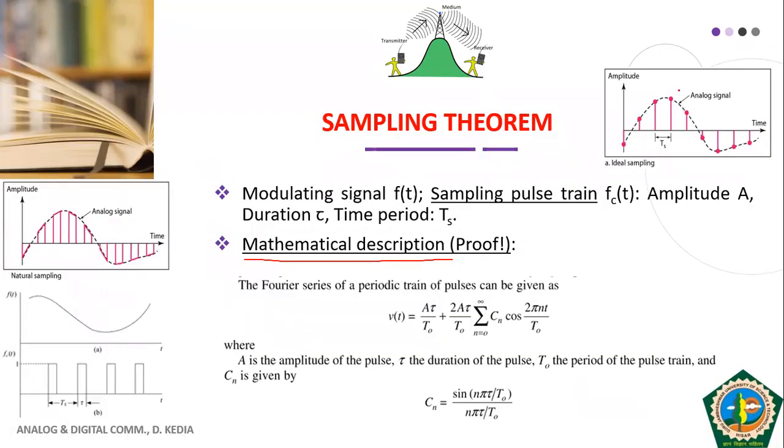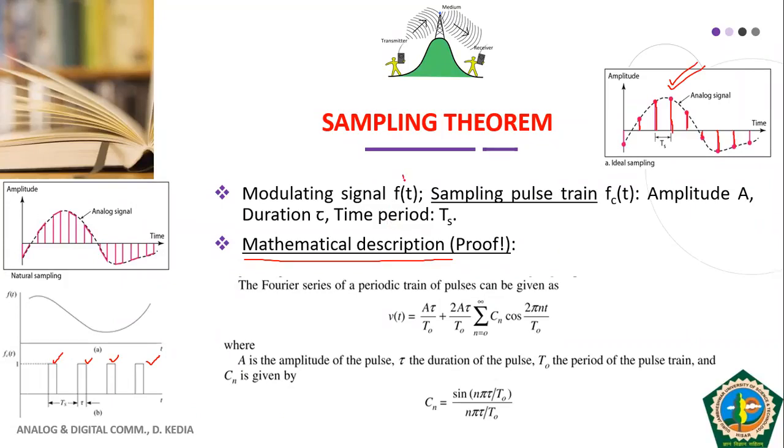So if you remember, this is our ideal sampling signal. The ideal sampling signal will have impulses, where I'll be taking samples exactly at those instants. But practically, we cannot have impulses for sampling. We have pulses for sampling. So we take a train of pulses to sample our modulating signal.